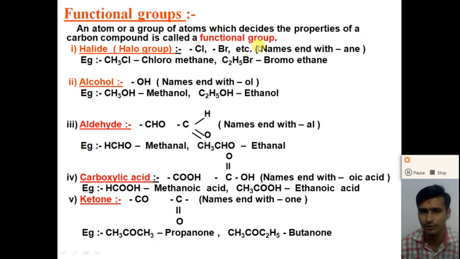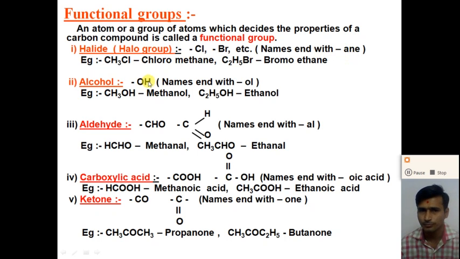right? There are five types of functional groups, as we had discussed earlier: the halide group, or we can say the halo group, alcohol group, aldehyde group, ketone group, and carboxylic acid group, right? So the first functional group is the halo group. The halo group has an atom of chlorine, bromine, iodine, and so on. The halo group name ends with the prefix 'halo', right?